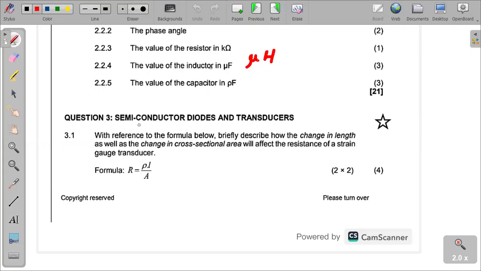We can simply say the longer the length of the conductor, the higher the resistance. The shorter the conductor, the lower the resistance. The larger the cross-sectional area of the conductor, the lower the resistance, and the smaller the cross-sectional area of the conductor, the higher the resistance, to explain the variation between resistance and length and resistance and area. That's basically what is happening, right? Let's quickly go on to the next question.